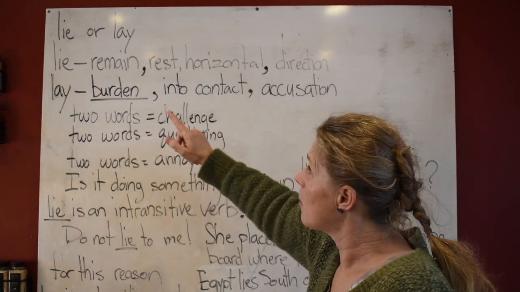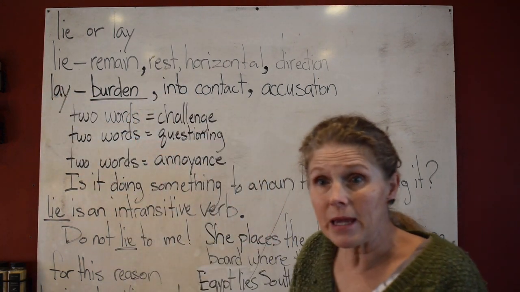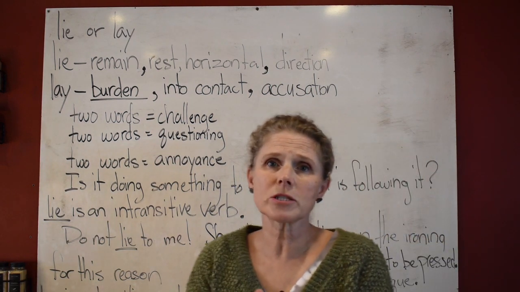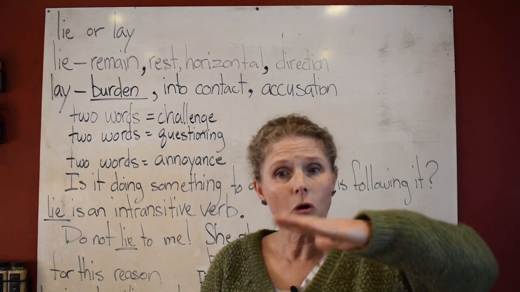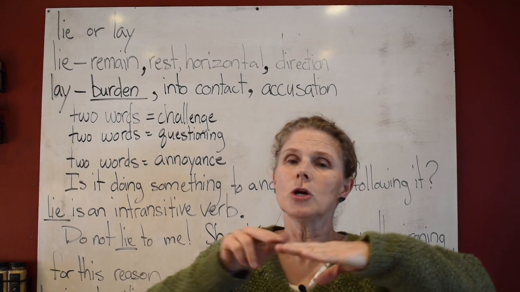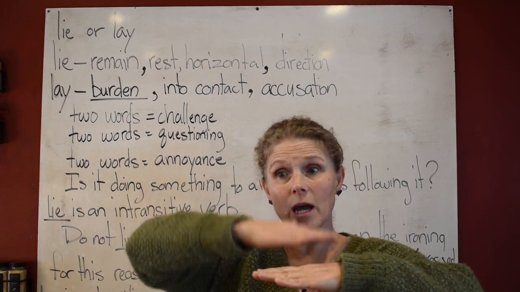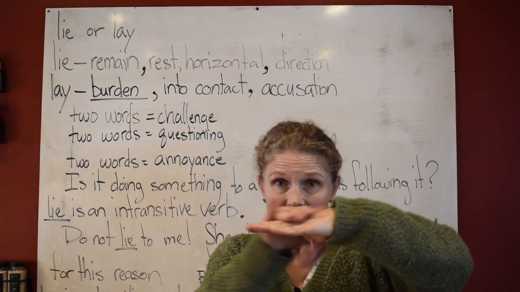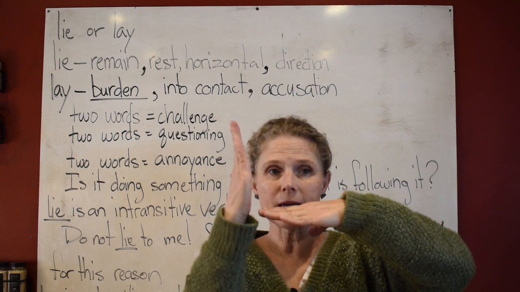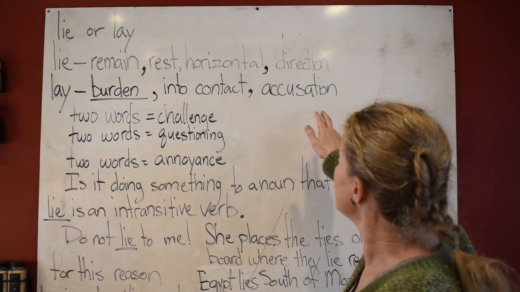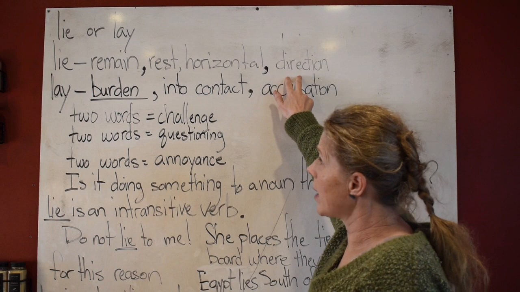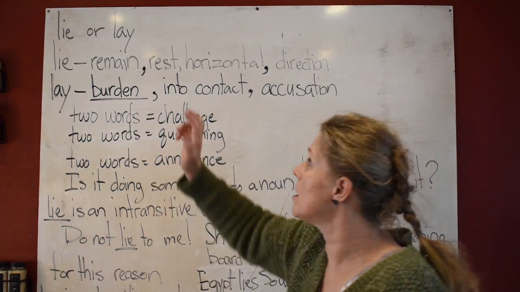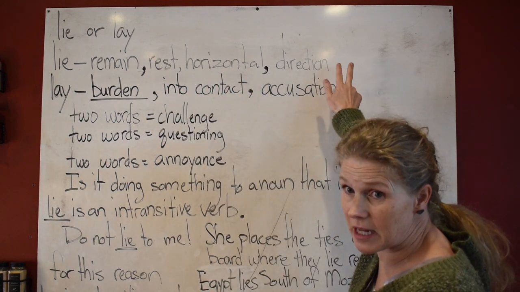Now, the word lie means remain, rest, horizontal. If you have a hard time with horizontal and vertical, horizontal is like the horizon. If you think about the horizon where the sun is sitting on the horizon, it's flat. Okay? Vertical is straight up and down. Now, it's also a direction. So you need to remember, when it's in the simple present tense, you need to understand the actual definition, and this should be studied.